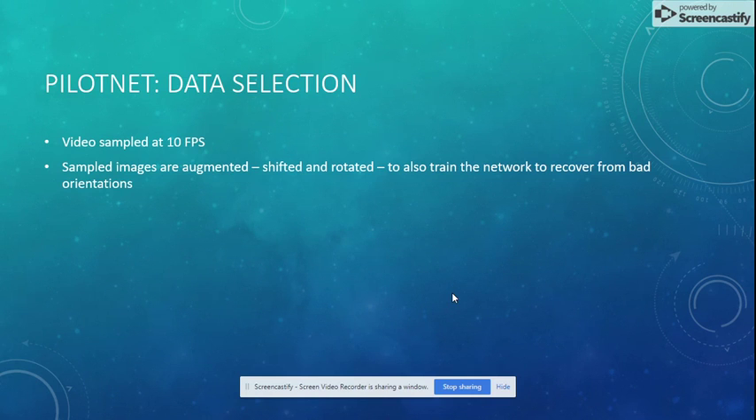The videos are then sampled at 10 frames per second. A sampling rate faster than that will result in too-similar data, which will not help much in the training process. The sampled images are also augmented, shifted, and rotated so that the network is trained to correct from a wrong orientation.